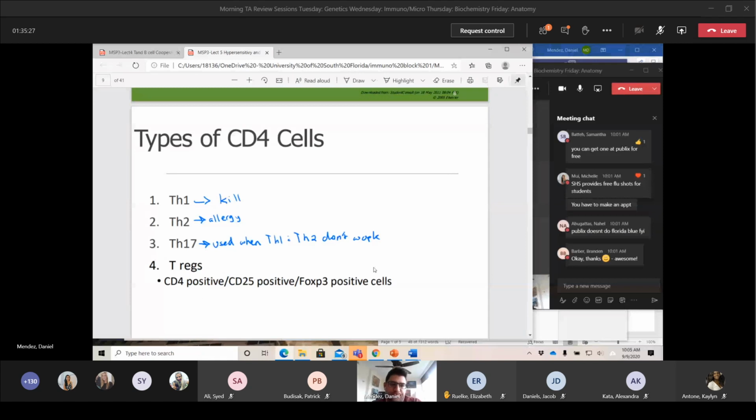These are types of CD4 cells. So we have TH1. We talked about this before. TH1 kill. So TH1 work with CD8. Then TH2, these are the allergy ones, works with CD4, but it also works with, my brain's blanking, IgE and mast cells. Th17, this is one that's used when Th1 and Th2 don't work for that scenario. And then Tregs being the other one, CD4, CD25, and FoxP3 positive cells. These are going to be the ones that help us with tolerance and education. So make sure you know these different types of CD4 T cells. Remember, these are all helper cells, all four of these.